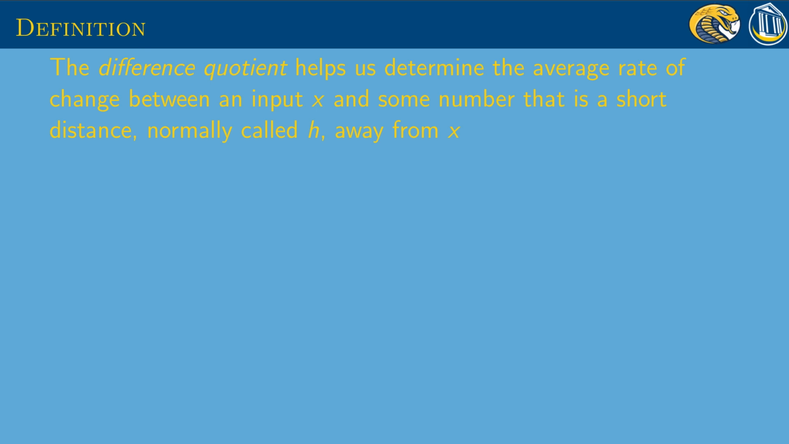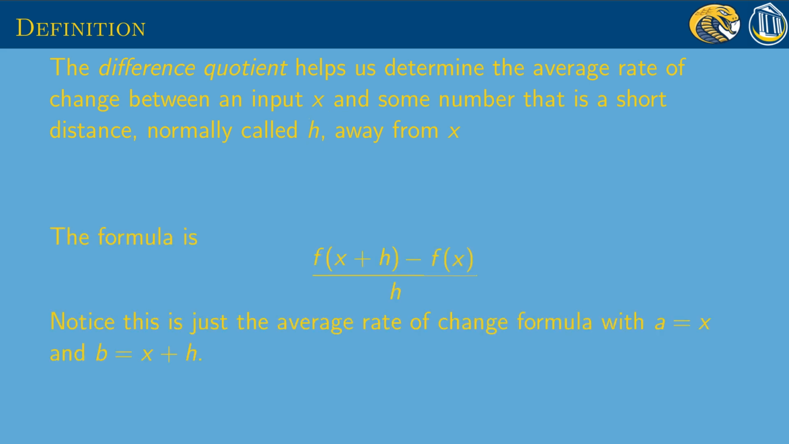The difference quotient helps us determine the average rate of change between an input x and some other number that's a short distance away, normally called h away from x. The formula for this is given by f of x plus h minus f of x, divided by h, where this notation means we're taking our function f of x and evaluating it at the point x plus h.